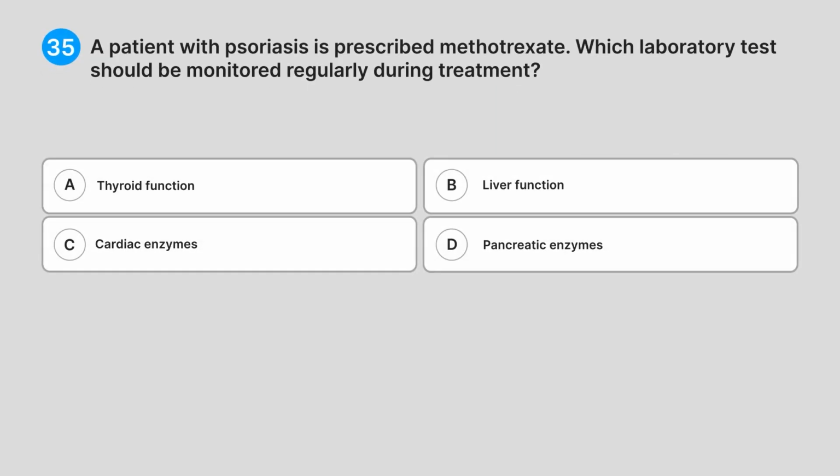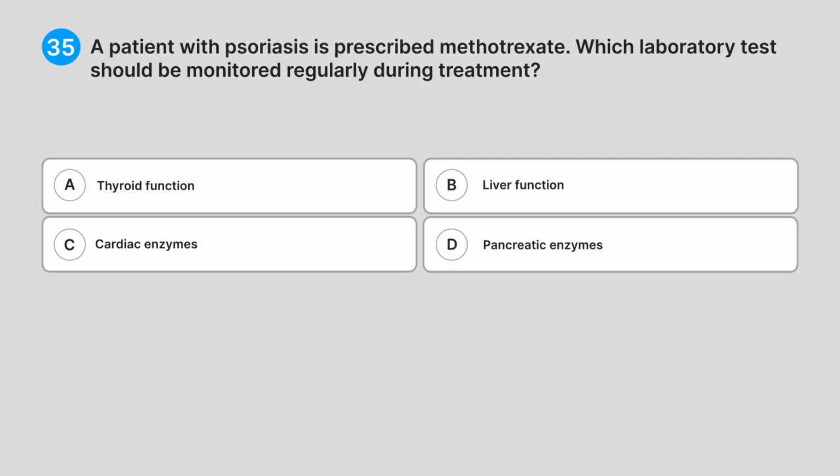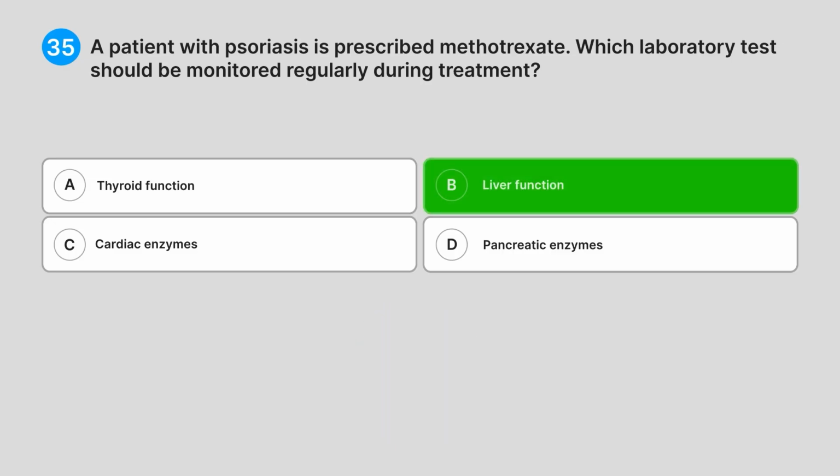35. A patient with psoriasis is prescribed methotrexate. Which laboratory tests should be monitored regularly during treatment? A. Thyroid function. B. Liver function. C. Cardiac enzymes. D. Pancreatic enzymes. Can you guess the answer? Correct answer, B. Liver function.